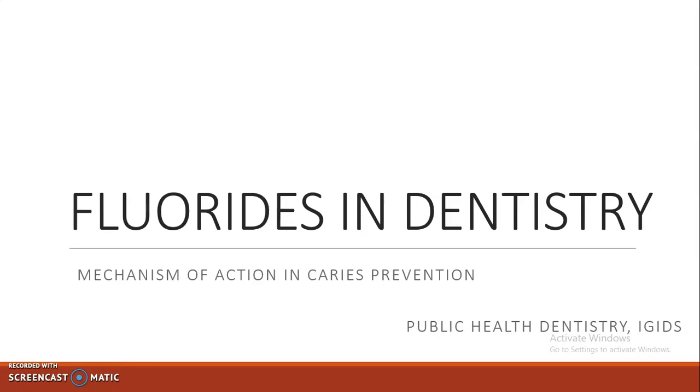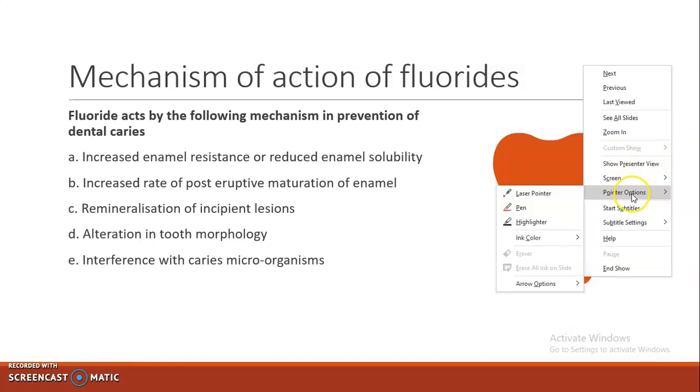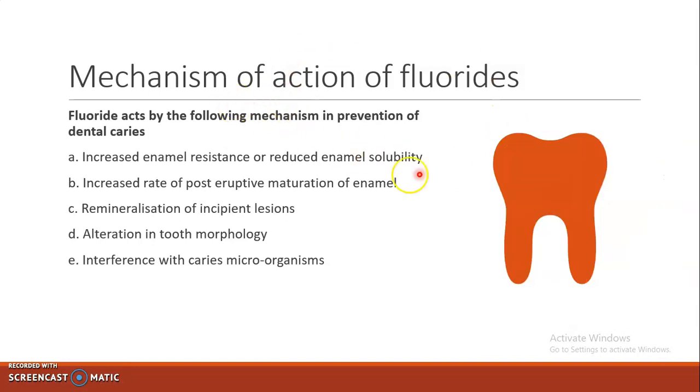We had also covered fluoride toxicity, that is the acute and chronic fluoride toxicity, in the last class. So today we are going to talk about the other part of fluoride, that is the beneficial effect of fluoride, wherein we will be discussing the mechanism of action of fluorides in caries prevention. So broadly, there are 5 different mechanisms of action of fluoride in relation to prevention of dental caries.